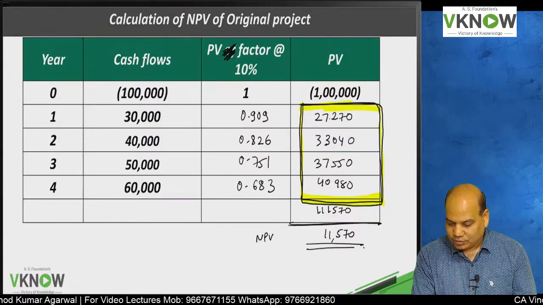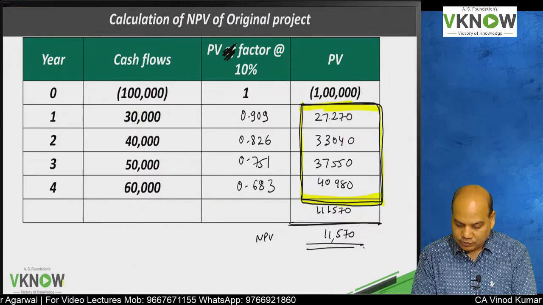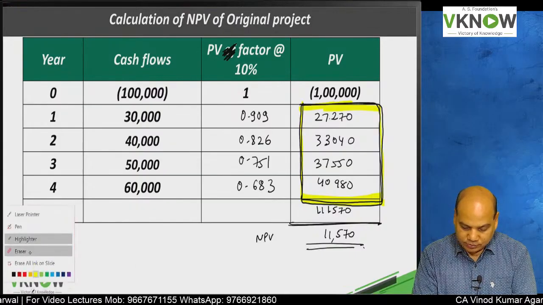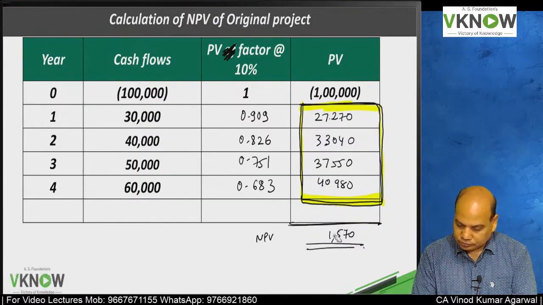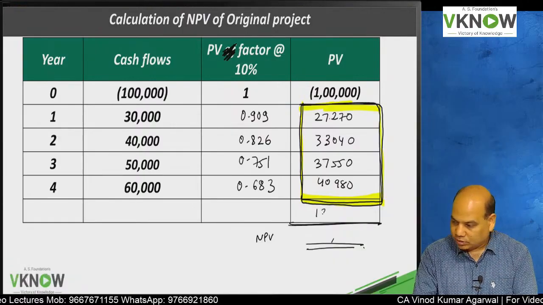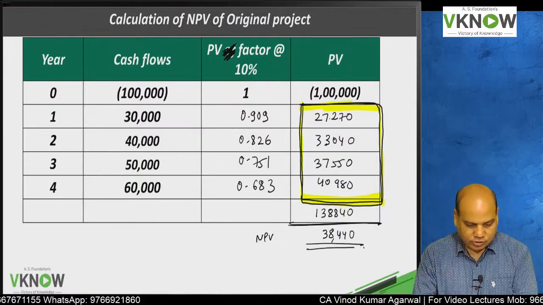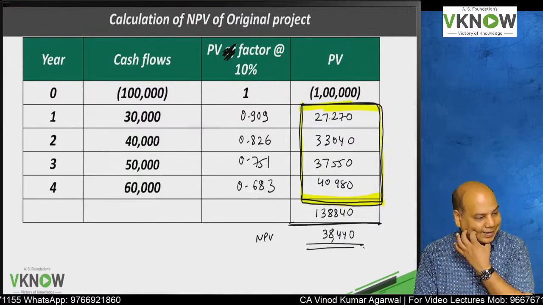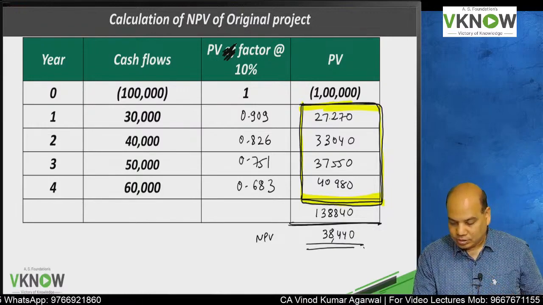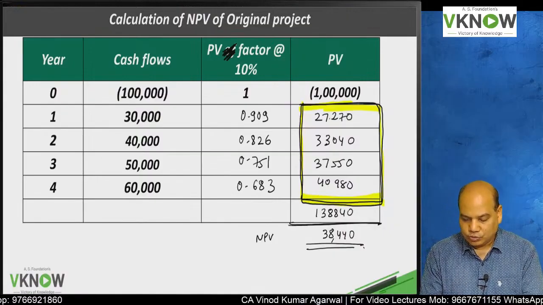I think total is wrong. Yes, because one number I have not transferred to memory plus. So the total you are saying 138840 and NPV will be 38440. Very good. 38440. Now below that I have to do sensitivity testing for two variable.